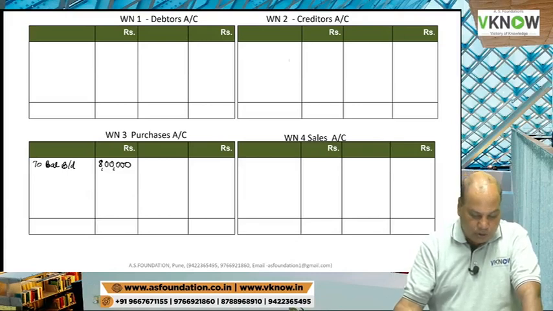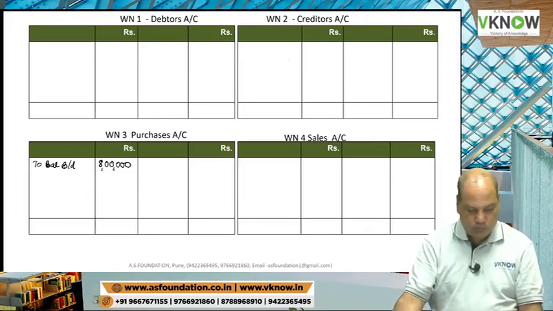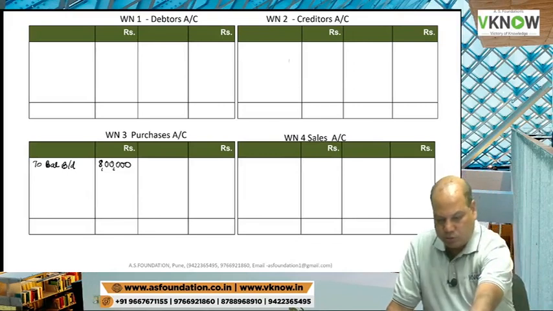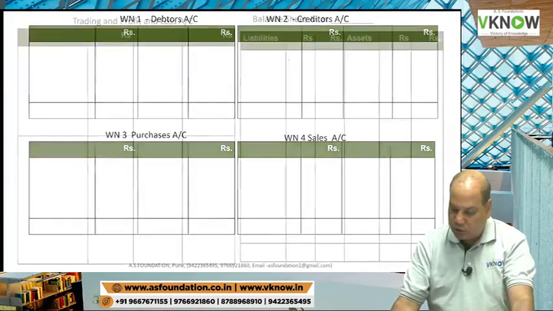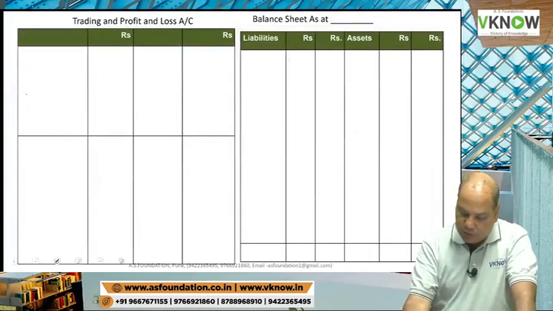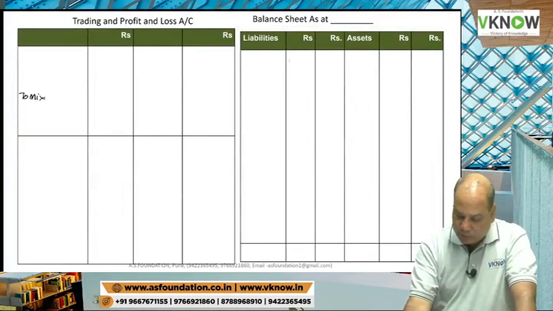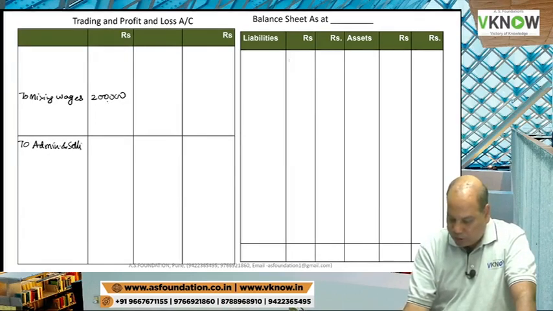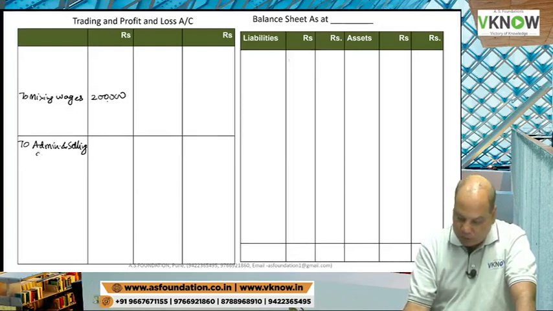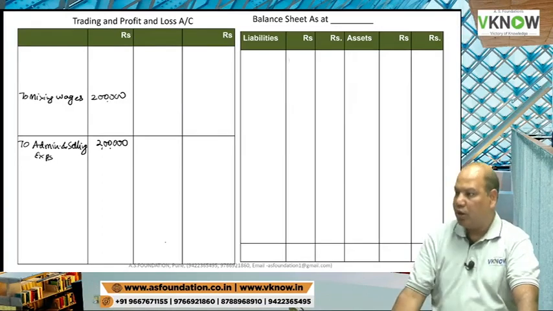Come to adjustment number 2 below. In adjustment number 2, it's written mixing wages 2 lakh. Mixing wages, write in trading account, debit side, it's a direct expenditure. Mixing wages, trading account, 2 lakh. In P&L account, debit side, to administration and selling expense, 2 lakh.